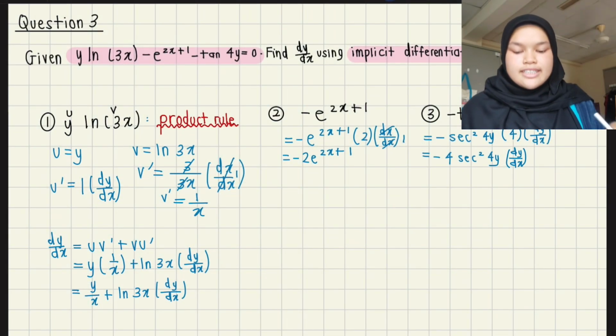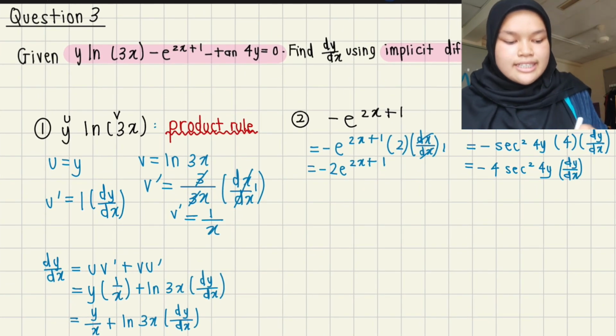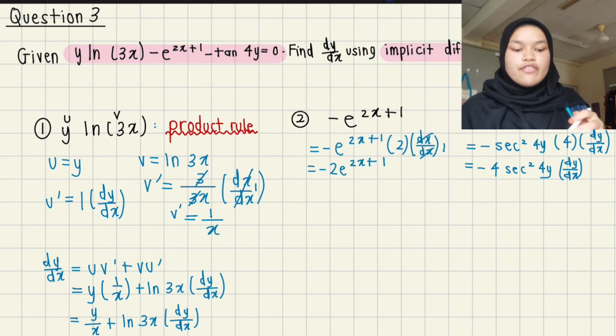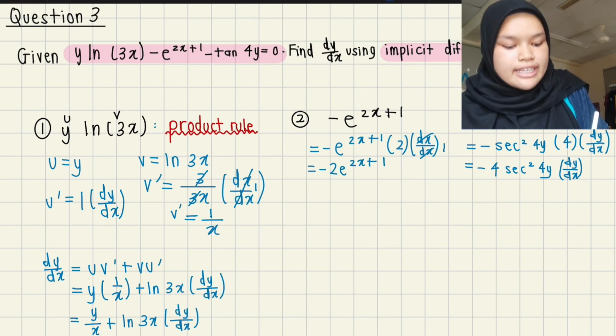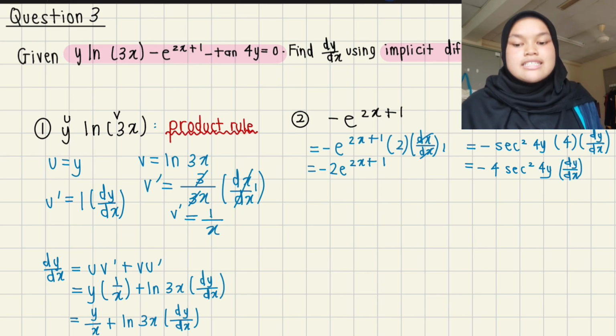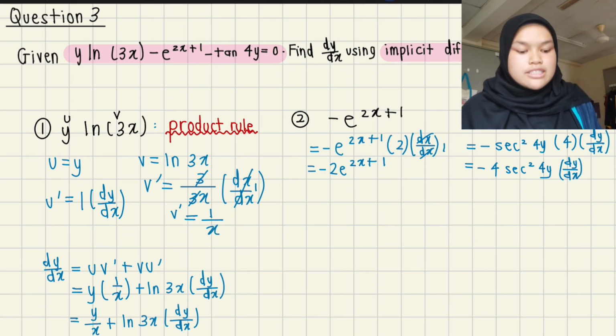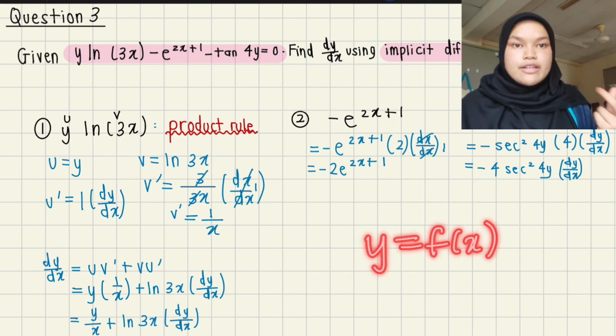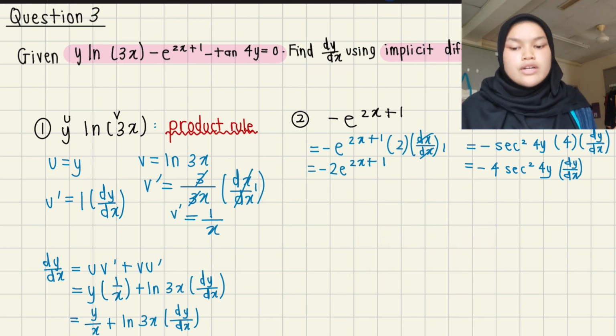Alright, so for question 3, the question is: given y ln 3x minus e to the power of 2x plus 1 minus tan 4y equals 0, find dy over dx using implicit differentiation. Implicit differentiation is used when the function is not given in the normal form like y equals f(x), but in a very complicated way, and sometimes it is impossible to solve for y. So this function is called an implicit function.